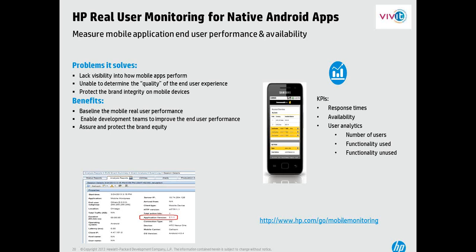The KPIs that it monitors are response times and availability, and it also provides inputs into user analytics like number of users, functionality used, and functionality that is not used, so that application developers can make changes according to the needs of the end users as they see. There's more information available at our website that you can look up. The link is given at the bottom of the slide.